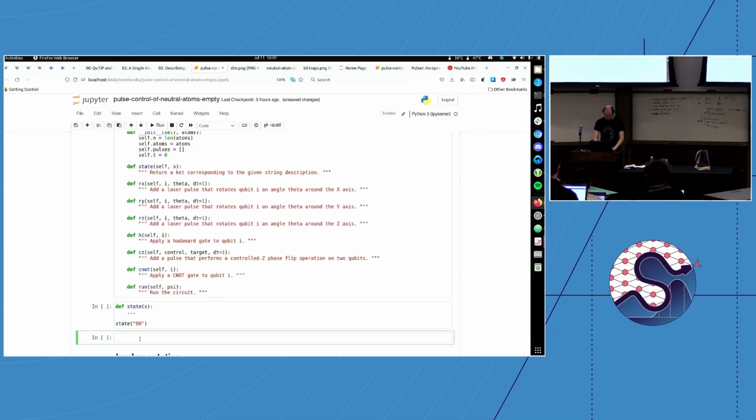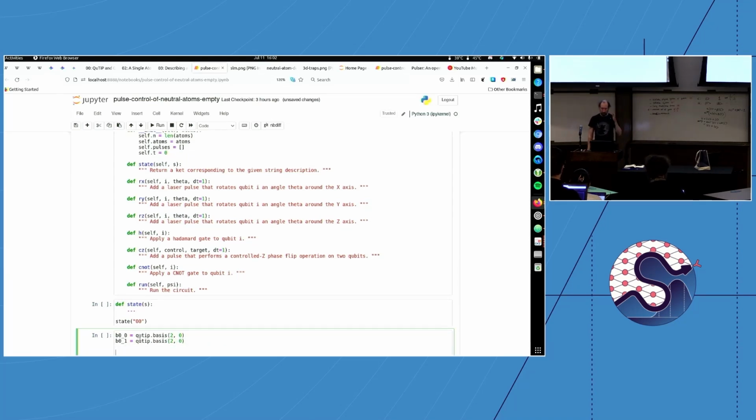So I'm going to make, let's call them atom. This is the state B0, but for the first atom. I'm just going to do it with 2 basis states to start with. And then I'm going to make the second atom. So that's how we represent the 2 atoms separately.